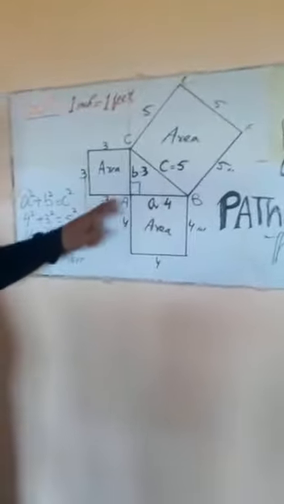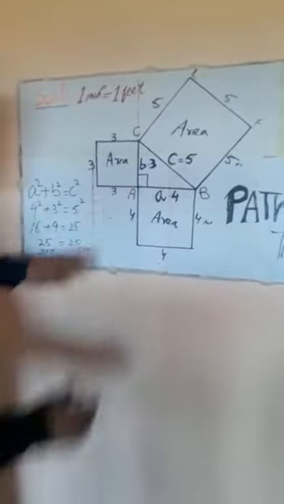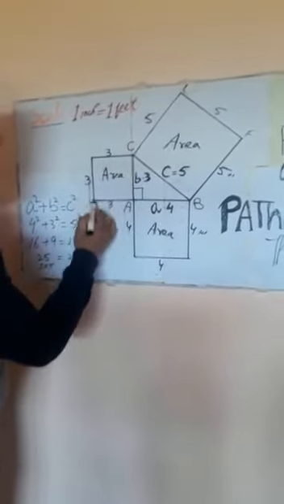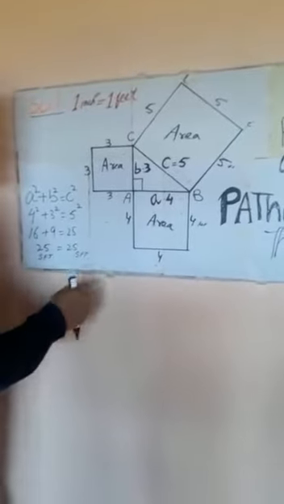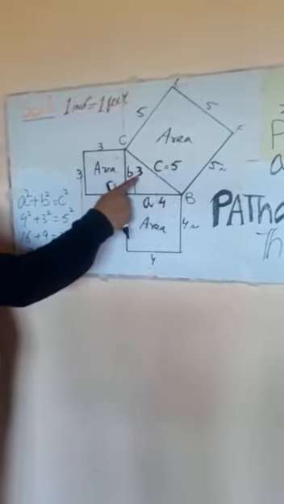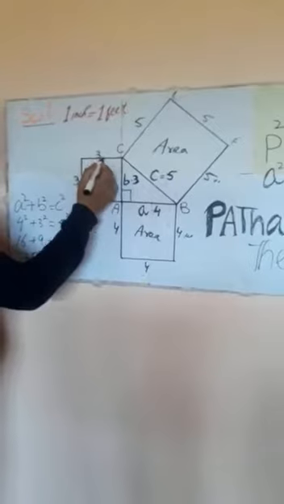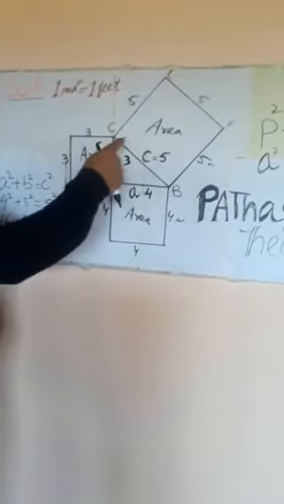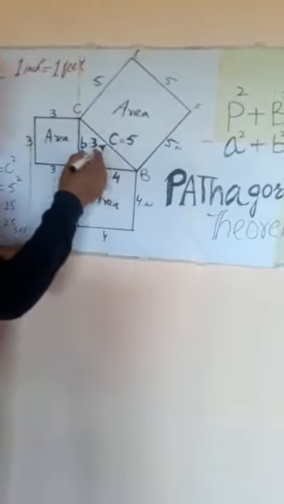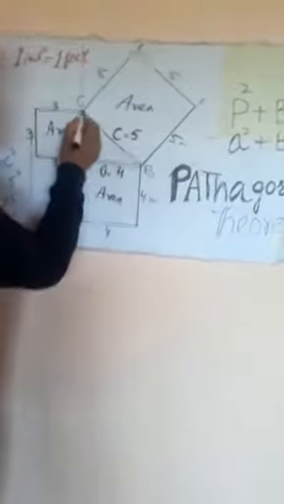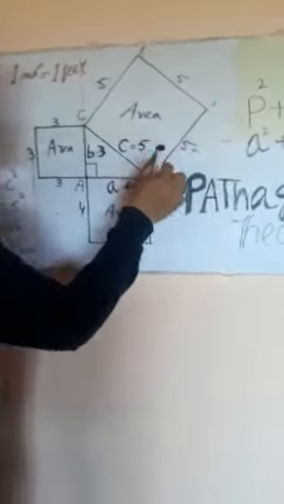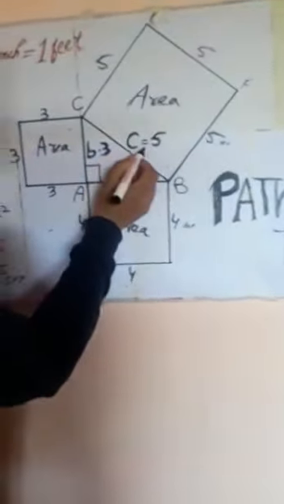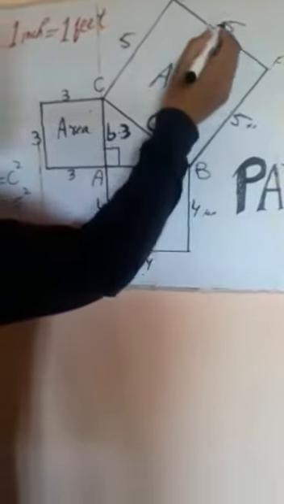Now another square we are going to draw upon this perpendicular. Perpendicular, you know, is 3 feet. So this side 3 feet, and this side 3 feet, and this side 3 feet. Another square we are going to draw upon the hypotenuse. You know hypotenuse is 5 feet, this side 5 feet, this side 5 feet, and this side 5 feet.